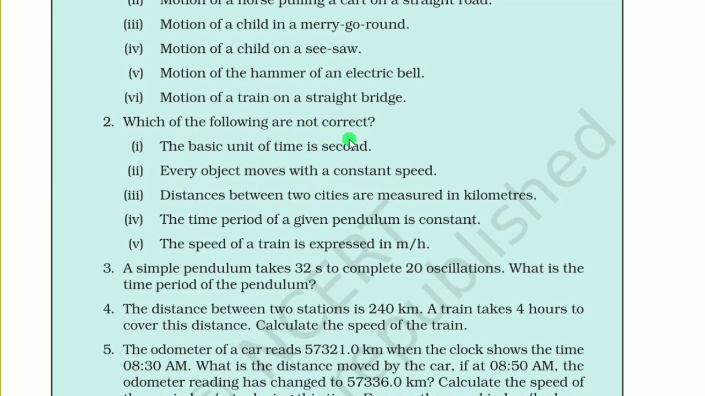Now which of the following are not correct? The basic unit of time is second, it is correct. Every object moves with a constant speed, it is not correct. Distance between two cities is measured in kilometer, correct. The time period of a given pendulum is constant, it is also correct. The speed of a train is expressed in meter per hour, not correct.